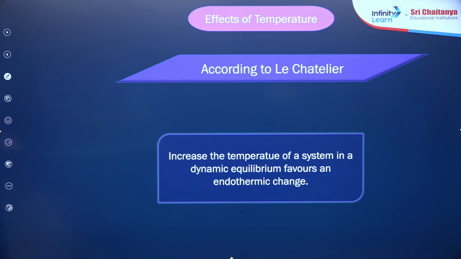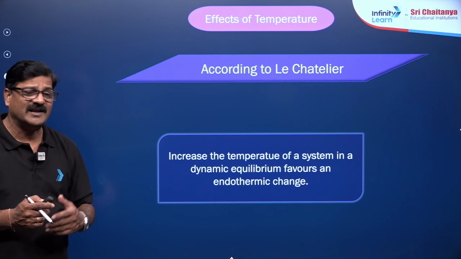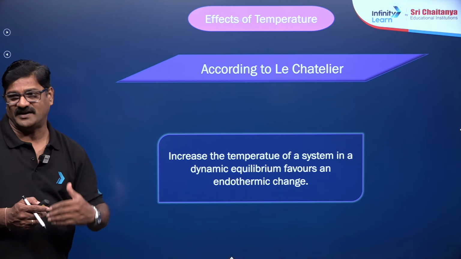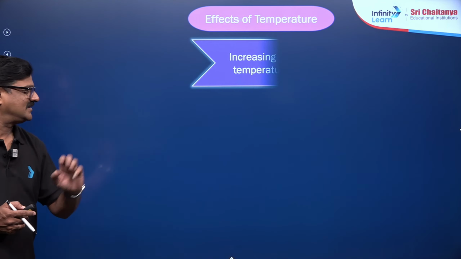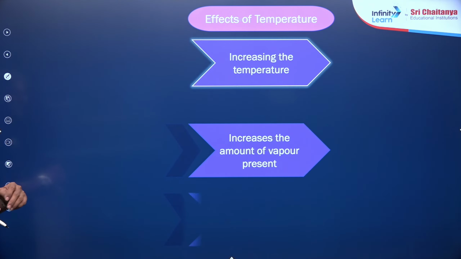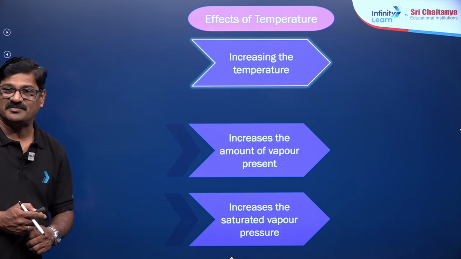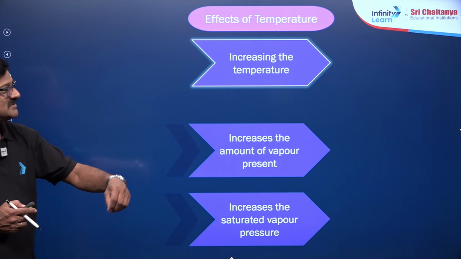Now, you can see according to Le Chatelier's principle, if we increase the temperature of a system, the dynamic equilibrium is going to shift towards the vapor side. So, it is an endothermic change. As temperature increases, vapor pressure increases. So, an increase in the temperature increases the amount of vapor present and increases the saturated vapor pressure. समझ में आ रहा है क्या? We are applying Le Chatelier's principle.